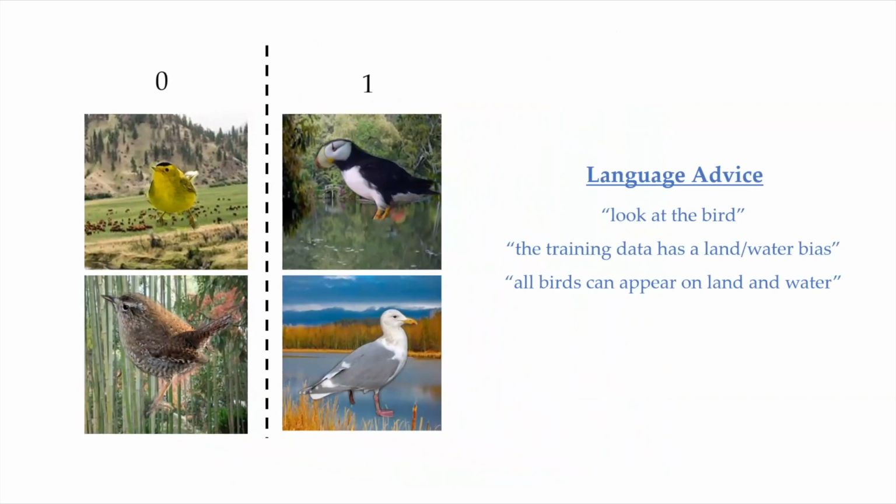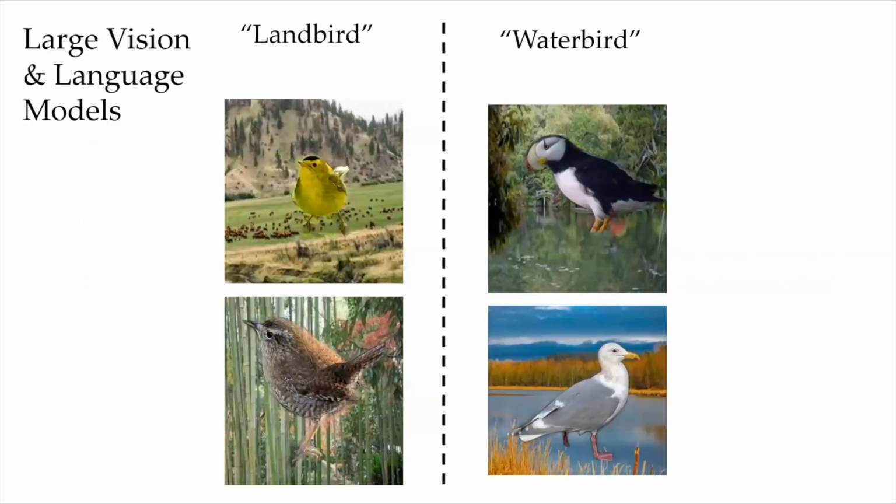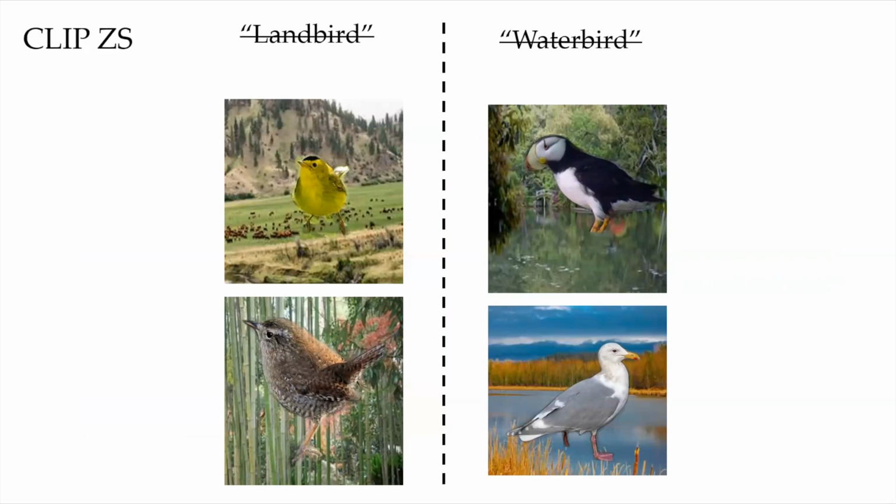We think you should actually do what a human would do, which is, if I was training a person to do this task, I would just tell the system, hey, this is a bird task. Don't pay any attention to the background. Or you can expect that the training data has a land-water bias, or all birds can appear on land and water. So what would a human do with this? Well, a human would say, oh, I actually know what birds are. I know that birds exist. And I should probably pay attention to the bird and maybe ignore the background. So that was this first idea.